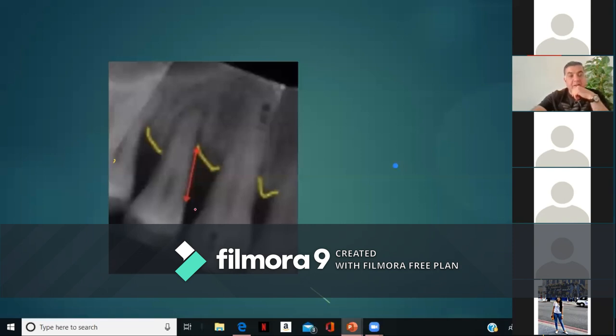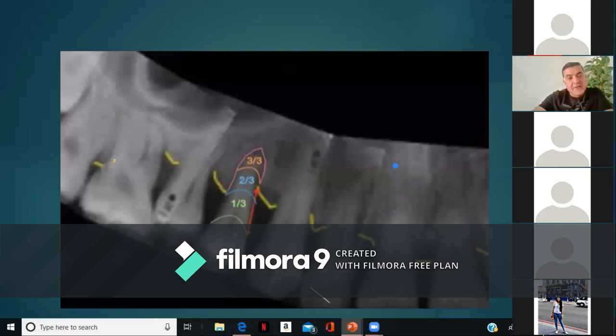This is, like we did here, how to assess the pocket depth or the loss of attachment, from the cemento-enamel junction to the base or at the junction of the epithelia. This is how you can classify from the cemento-enamel junction. This is the first step, this is the second step, and this is the apical third.